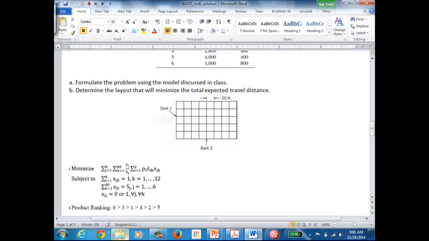So it's nothing different. Then we have the same objective function and we have the same constraints. The only thing that you need to make sure now is that you go from 1 to 6 and you have 32 locations for your warehouse. And for the products, you have to make sure that you satisfy that same requirement for all your products.